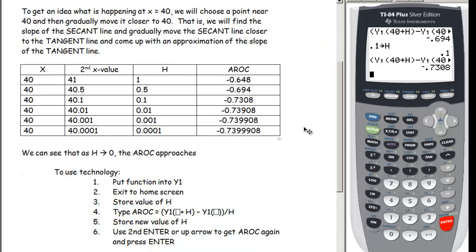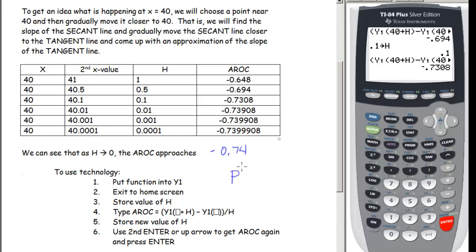You're back. Did you get these values for the average rate of change? Hopefully you did. So we can see that as that value of h approaches 0, the average rate of change approaches negative 0.74. So our instantaneous rate of change for P is negative 0.74 at 40.